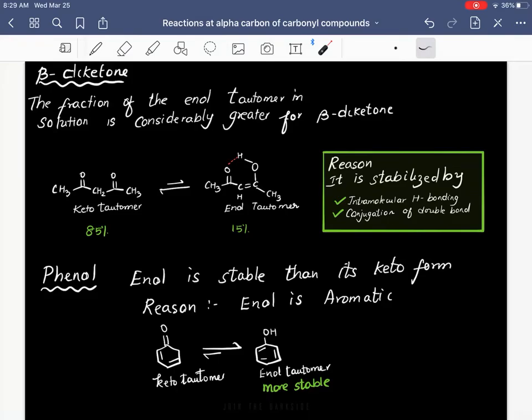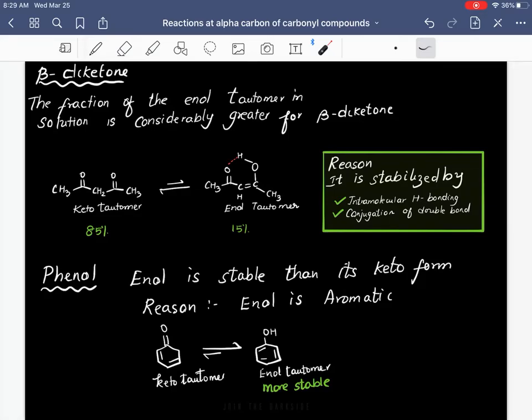The first exception that we are going to see is the beta diketone. Here, the fraction of the enol tautomer in solution is considerably greater for beta diketone. So here is the beta diketone, which is the keto tautomer, and here is the enol tautomer. And as you can see, the enol tautomer has an ene, which is a double bond, and a hydroxy group, which is the OH group.